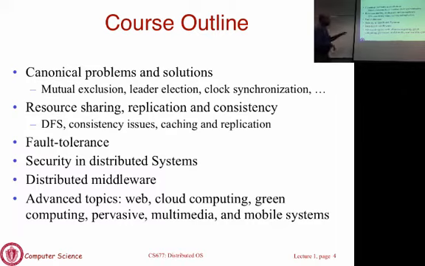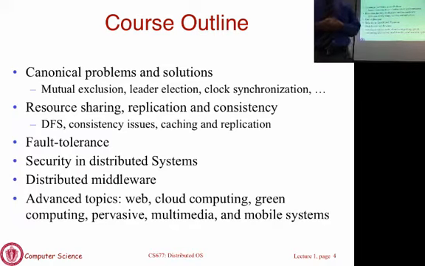And then there will be several advanced topics that we are going to cover. There's going to be some coverage of middleware, but we'll also talk about the World Wide Web, cloud computing, energy-aware distributed systems, which is also referred to as green computing, pervasive computing, multimedia, mobile systems. So the last several lectures will be on advanced topics, which give you an insight into how distributed systems are used in various different contexts, various different scenarios, going from web to mobile, pervasive, and so on. So that is in a nutshell the topics that we are going to cover here.